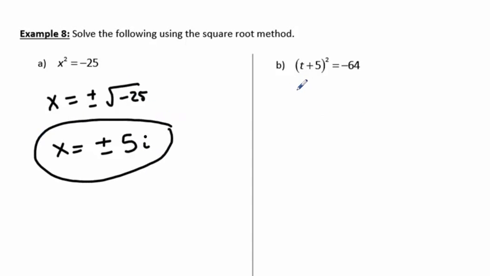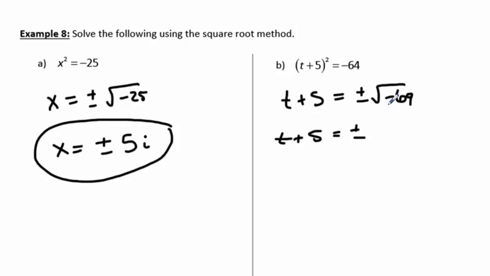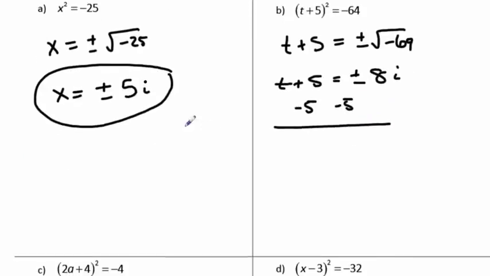Okay, in part B, let's take the square root of both sides. It's going to give us t plus 5 equals plus and minus the square root of negative 64. So I have t plus 5 equals plus and minus, the square root of 64 is 8. There's a negative in there, so it's going to be 8i. I need to subtract 5 from both sides. 8i and 5 are not like terms. One's real and one's imaginary. So we're going to write this as t equals negative 5 plus and minus 8i.